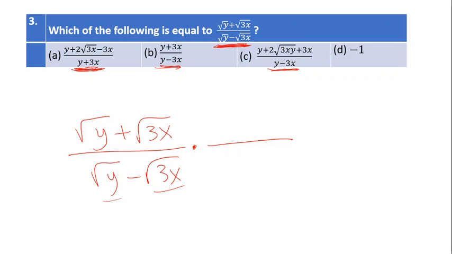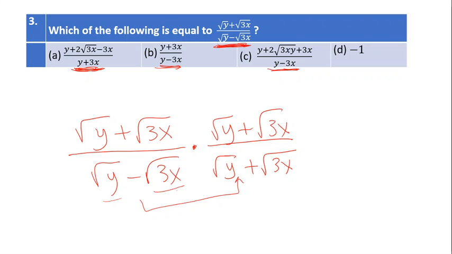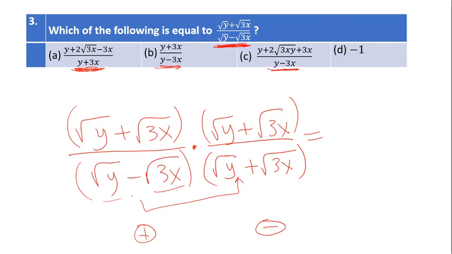If one of them is a square root, it's okay. So you write here plus: square root y plus square root 3x. And in order not to change the value of the fraction, you have to do the same thing to the numerator, so you multiply them. Don't forget to put the parentheses, otherwise you will make a mistake. I want to remind you, if it is plus, then you choose minus for this one. Okay, let's do this multiplication.